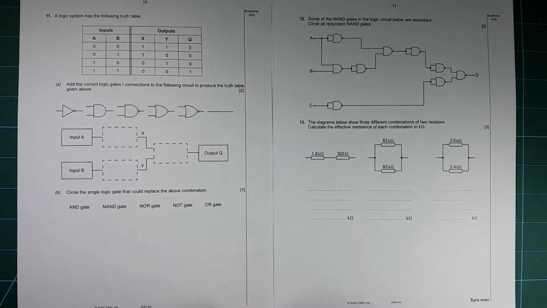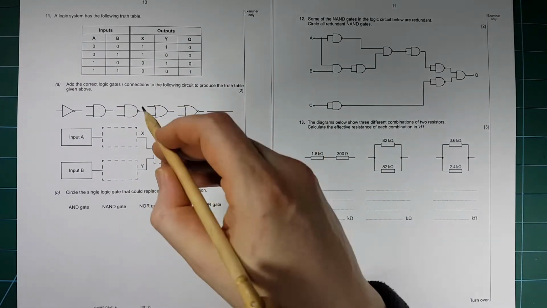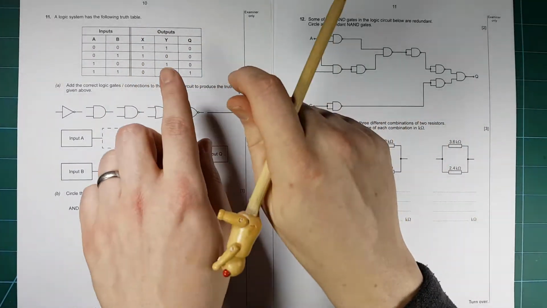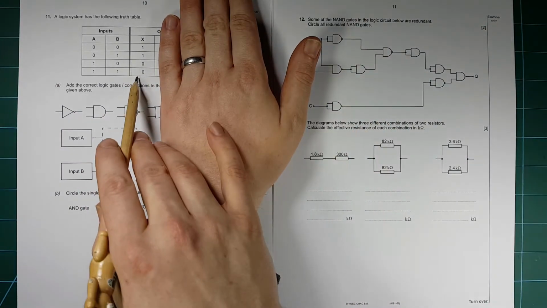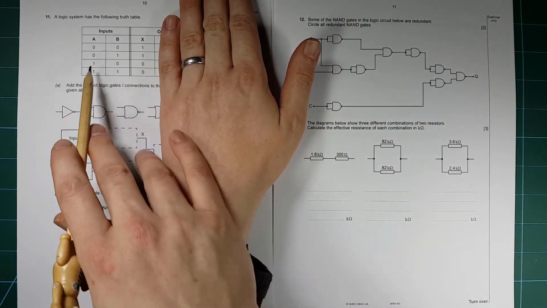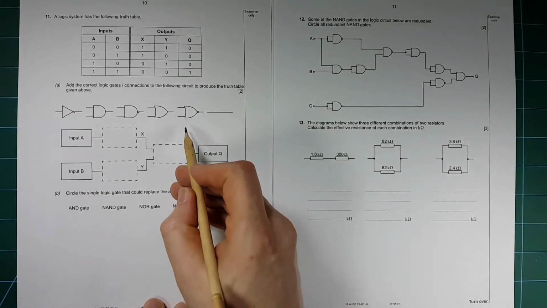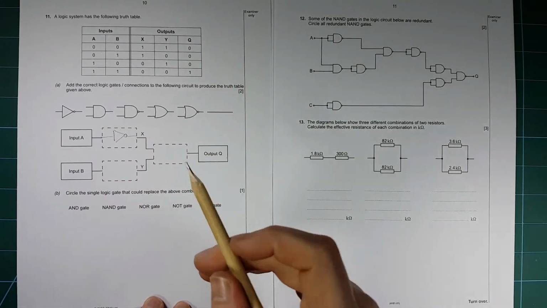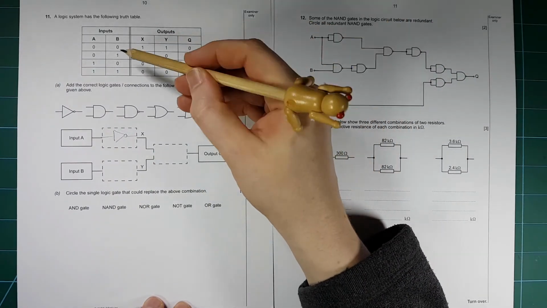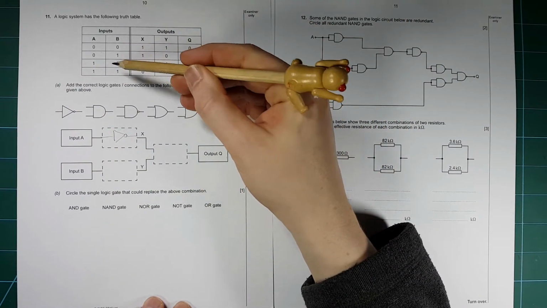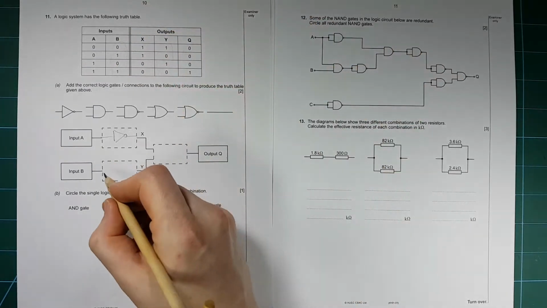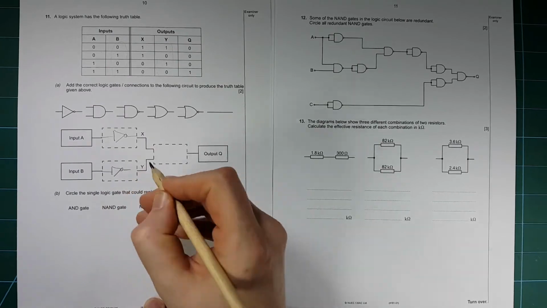Logic system has the following truth table. So point X is going to be, if we look at X here and we compare that to A, it's the opposite of A. So we shove in a NOT gate here. We want point Y, and we compare that with this here. Point Y is the opposite of B there, so that also gets a NOT gate there.